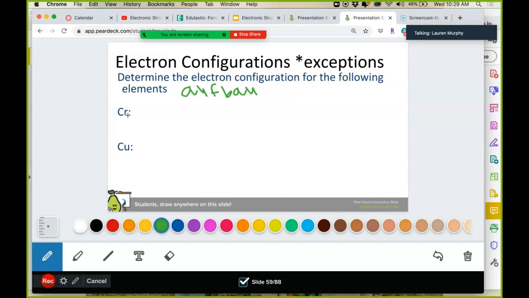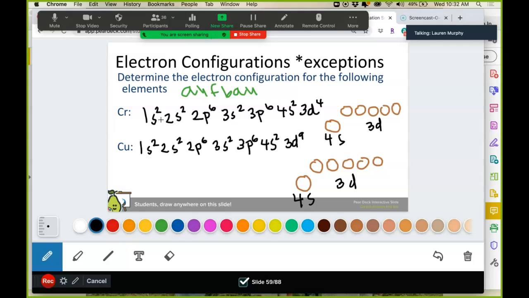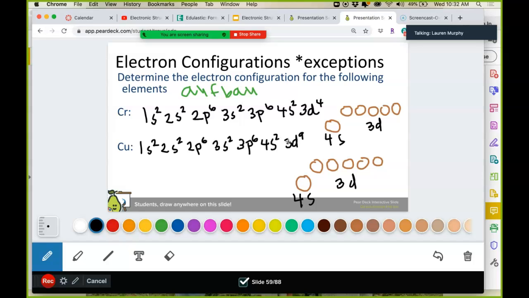Please write the electron configuration for chromium your way, the way we've been learning, and please write it for copper, the way we've been learning. I'll give you a minute. Okay, so based on the rules that we know, this should be what you have put based on what we've learned so far. Do you have any questions just based on normal electron configuration?